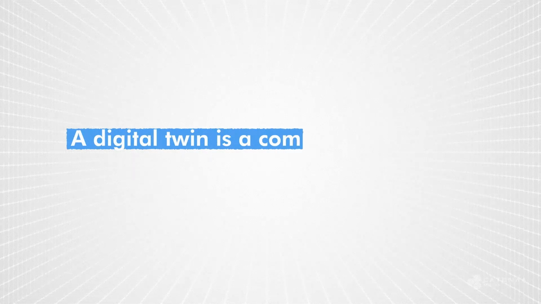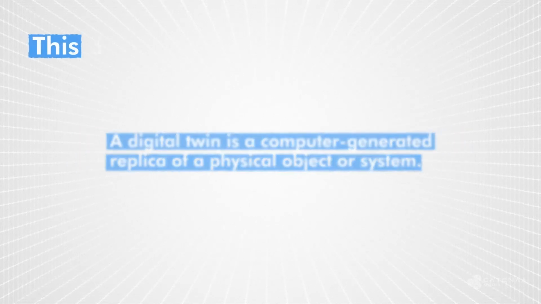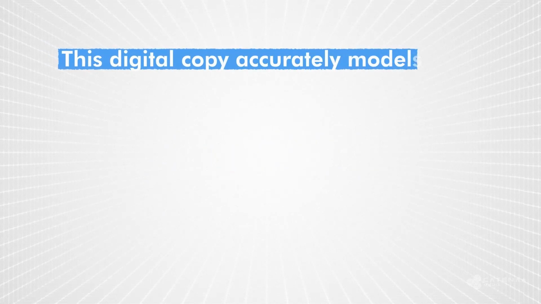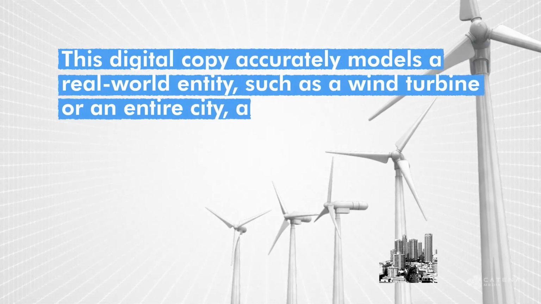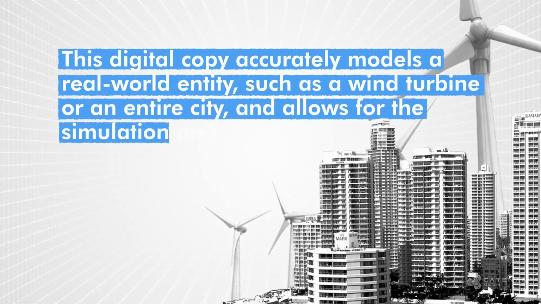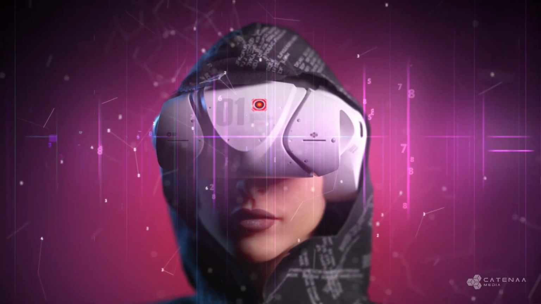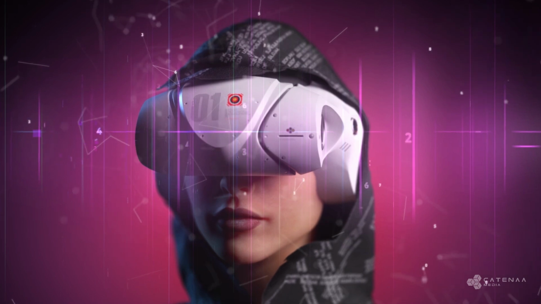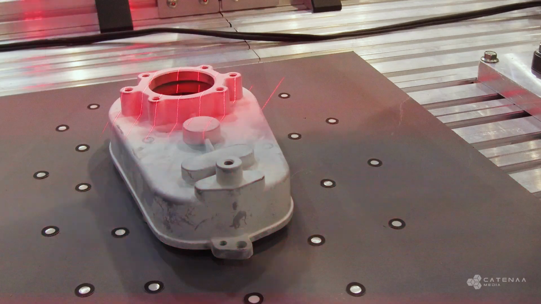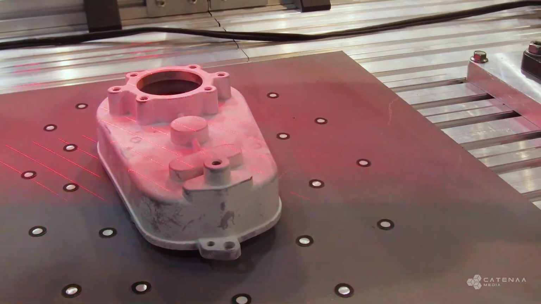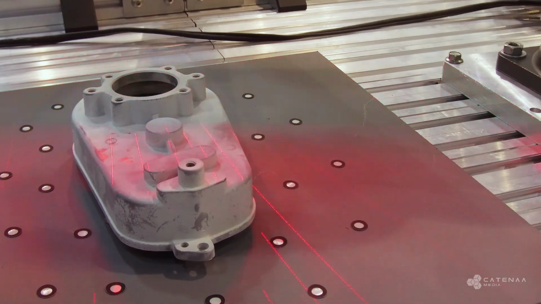Digital twin is a computer-generated replica of a physical object or system. This digital copy accurately models a real-world entity, such as a wind turbine or an entire city, and allows for the simulation and analysis of its physical behavior. The concept of digital twins started with the rise of advanced technology like computers, sensors, and the internet. These tools allowed us to collect a ton of information about real-world objects and create detailed digital versions of them.